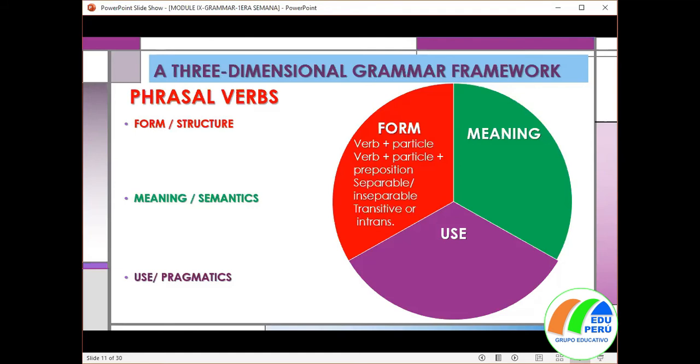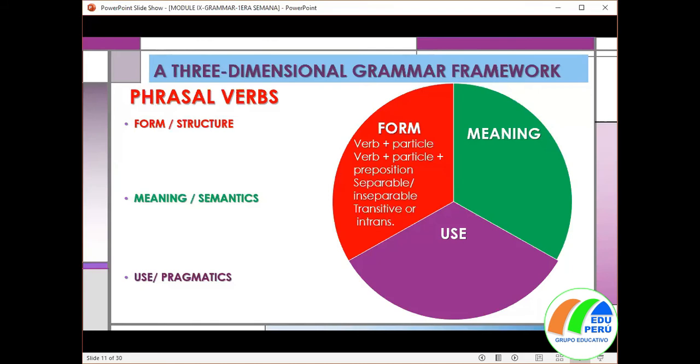Why do we call this a particle? Because if we say that this is a preposition, we're indicating location, time. Remember that we have different kinds of prepositions: prepositions of time, place, location. So you are indicating time, position, or movement. But here we're not going to indicate these aspects of the language. We are going to join this word to the verb to make the verb change meaning. That's why we call them particles.